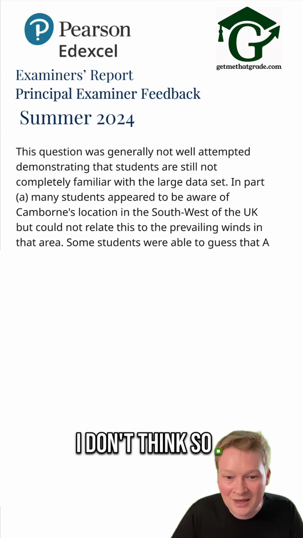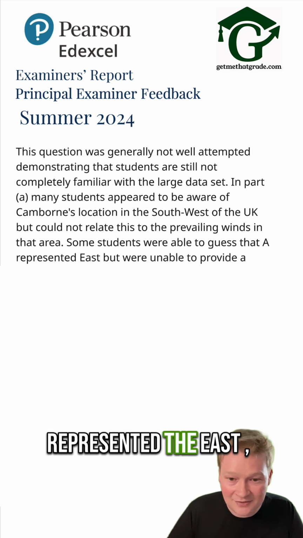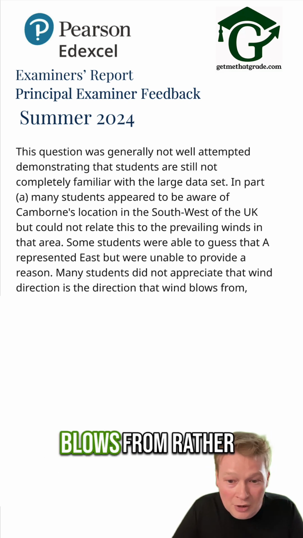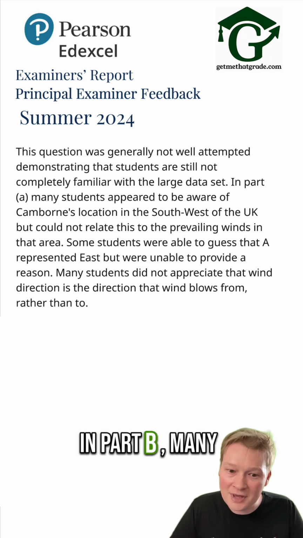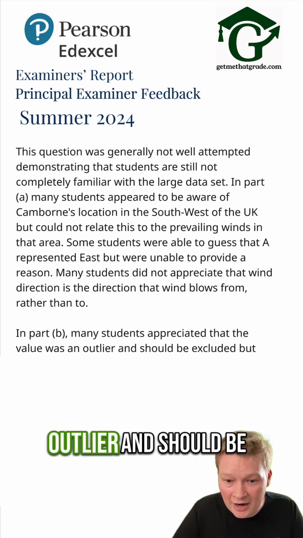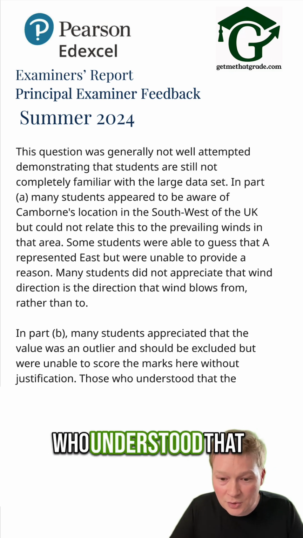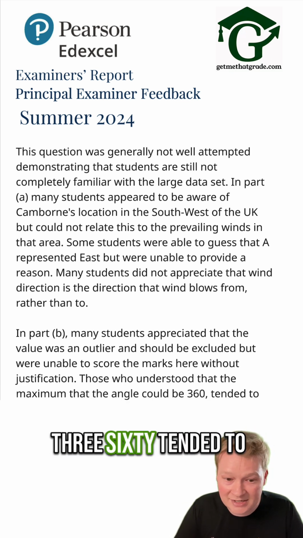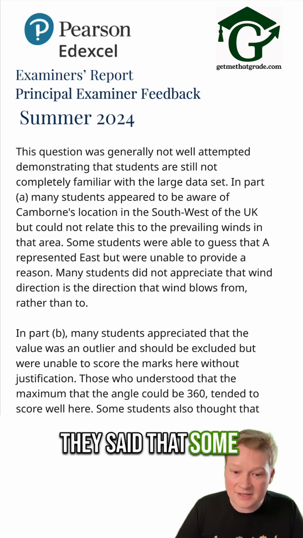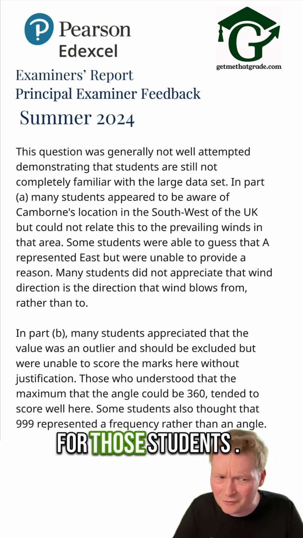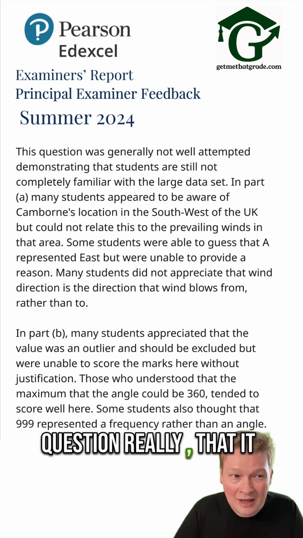I don't think so. Some students were able to guess that A represented the east, but were unable to provide a reason. Many students did not appreciate that wind direction is the direction that wind blows from, rather than to. In Part B, many students appreciated the value was an outlier and should be excluded, but were unable to score the marks here without justification. They said that those who understood that the maximum the angle could be would be 360 tended to score well here. They said that some students also thought that 999 represented a frequency rather than an angle. I have less sympathy for those students, because it was given in the question really, that it was in degrees.